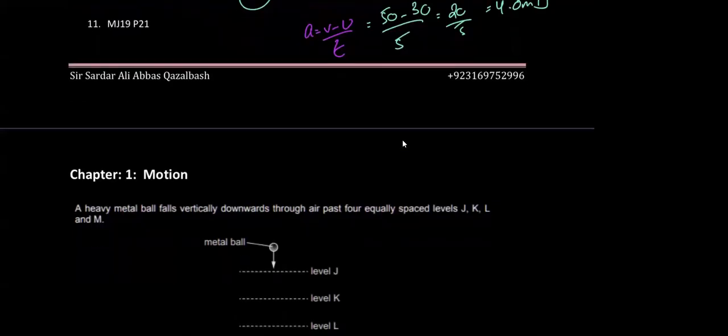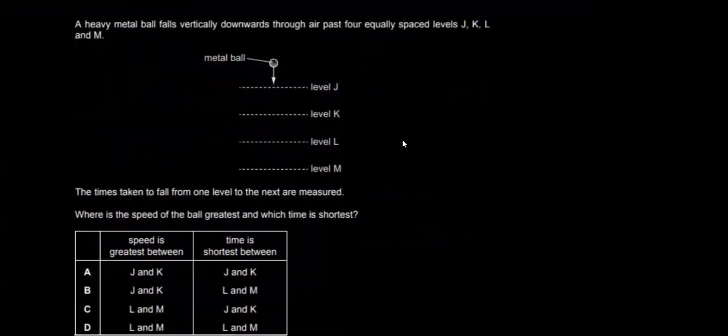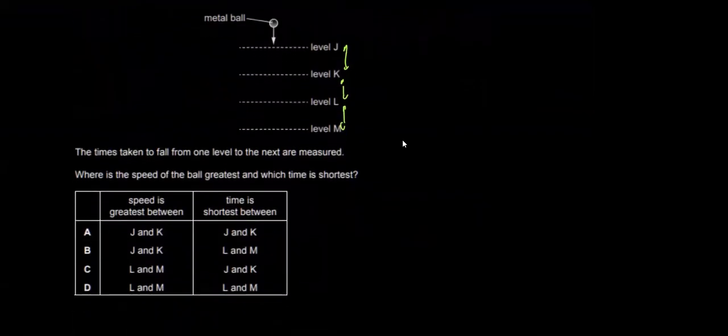Question number 11. A heavy metal ball falls vertically downwards through the air past four equally spaced levels. So these are equally spaced, okay? The distance between these two levels remains constant throughout. The times taken to fall from one level to the next are measured. Where is the speed of the ball greatest, and which time is the shortest?